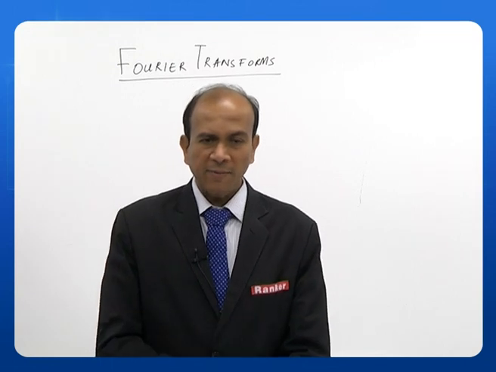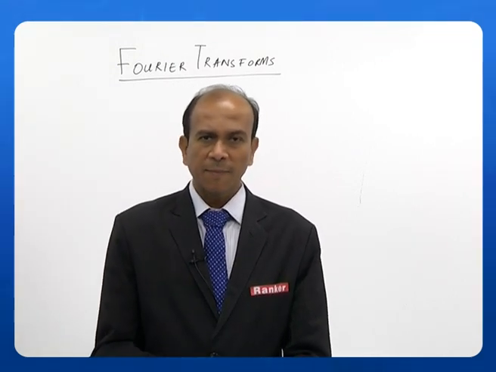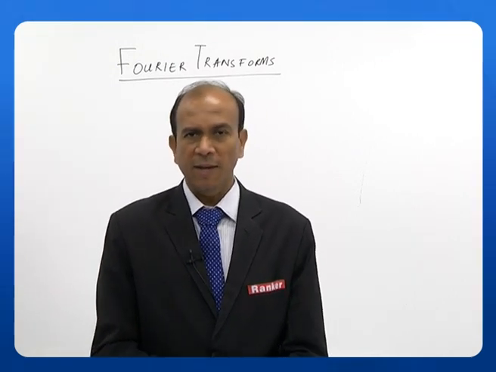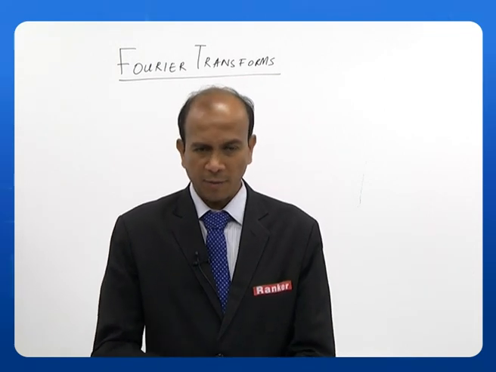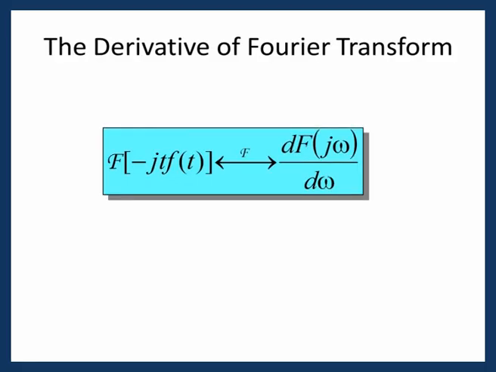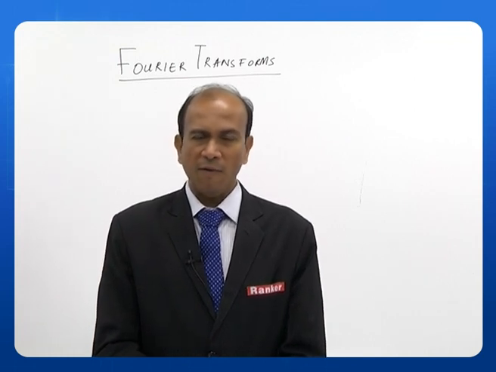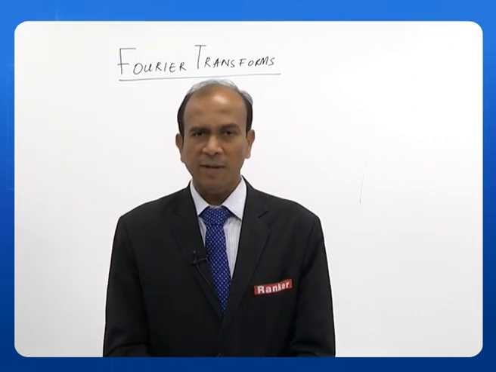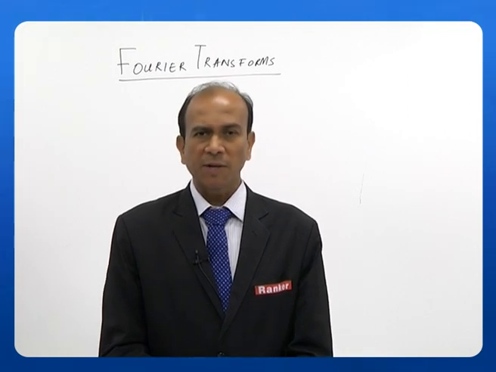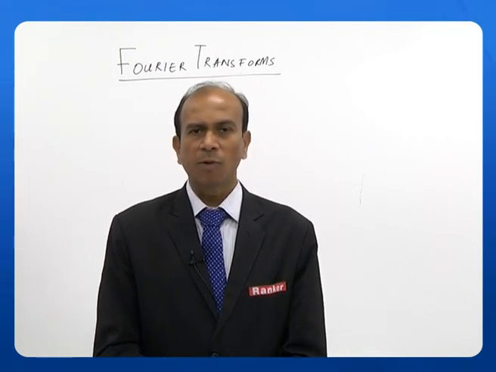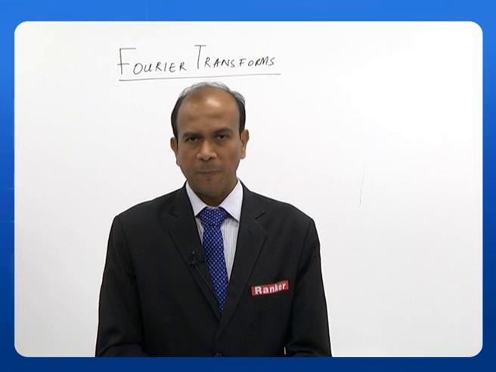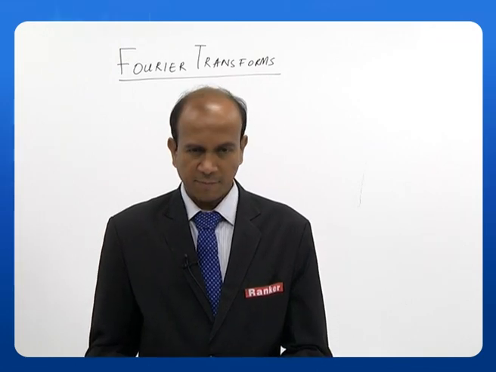The next property is when I take the derivative of the Fourier transform. What will be the equation? So, the inverse Fourier transform of dF of jω by dω is minus jt f of t. That means, when I take d by dω of F of ω, it will have an inverse Fourier transform where the time domain function is multiplied by a factor equal to minus jt. Okay, that is what we get here. That is the transform property.